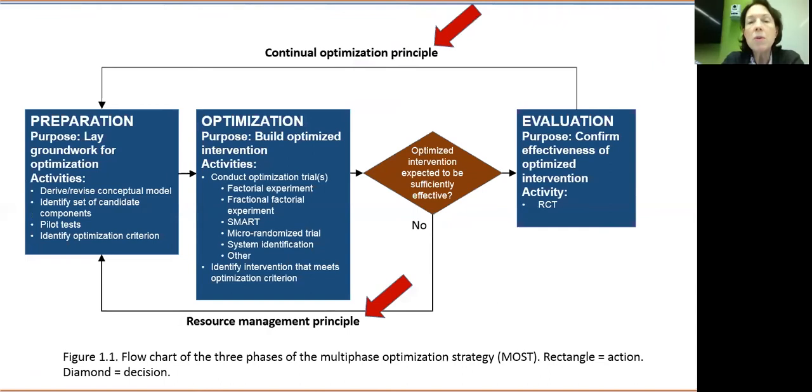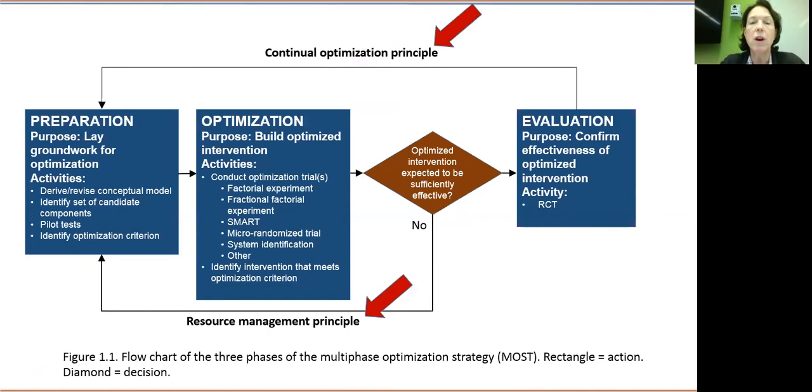So MOST is an overall framework. This is how MOST and SMART fit together. MOST is a general framework for optimization of behavioral and biobehavioral and biomedical interventions. And within that framework, when you get to the optimization phase, there's a lot of different approaches you can use to conduct an optimization trial.